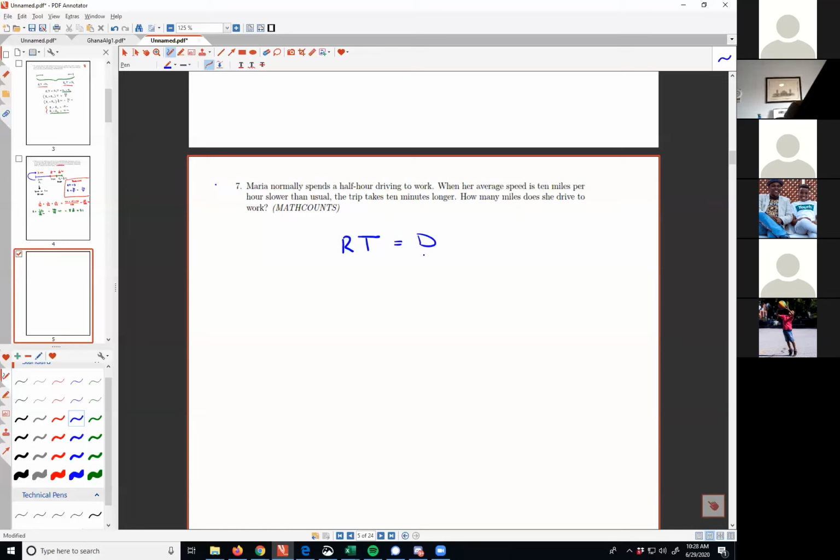Okay. So when her average speed is 10 miles an hour slower, the trip takes 10 minutes longer. What should my second factor be here? T plus 10? I could do T plus 10, but I would rather do T plus 1/6. Why is that? Because 10 minutes is 1/6 of an hour. Yeah, I'd like to express all the units the same as we go through the two equations.